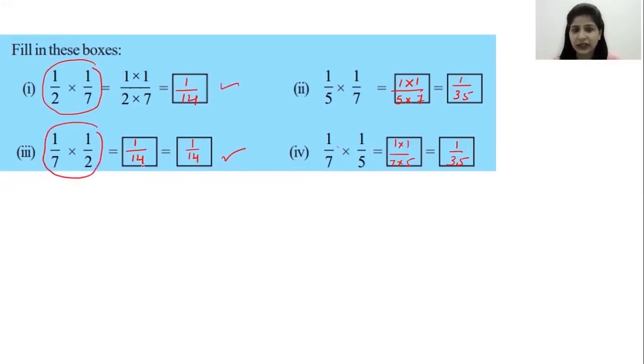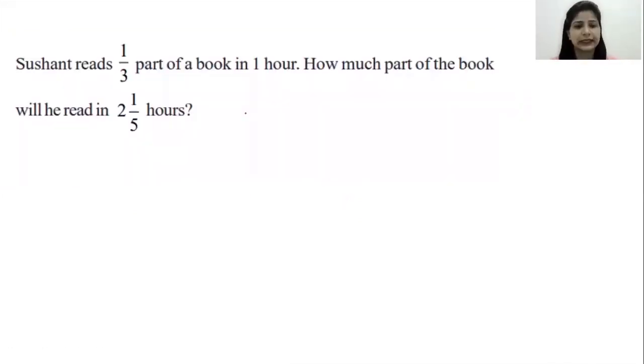We are going to get the equal answer. Similarly, here is the case, right? Let us solve this question now. It says Sushant reads 1/3 part of a book in 1 hour. That means in 1 hour, what is the part of the book read by him? 1/3 part. How much part of the book will he read in 2 whole 1/5 hours?